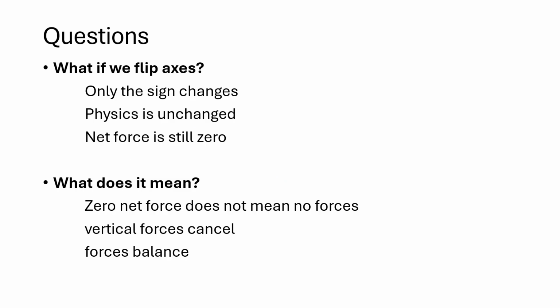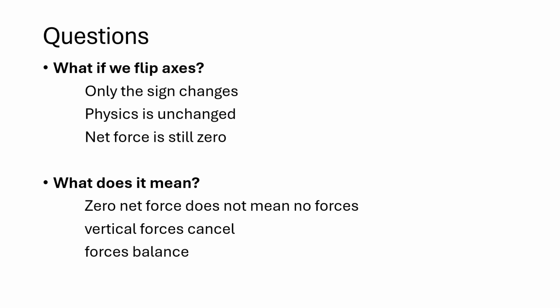So here are some questions. What if we flip the axes in Tracker? I chose the orientation of the coordinate axis. So if I flip the axes so that the positive x and negative x were interchanged, the numerical values would just change sign. So, for example, the slope would become positive instead of negative, but the physical motion would remain the same. Acceleration would still be 0, and the net force would also still be 0, so it only changes the signs, not the physics.